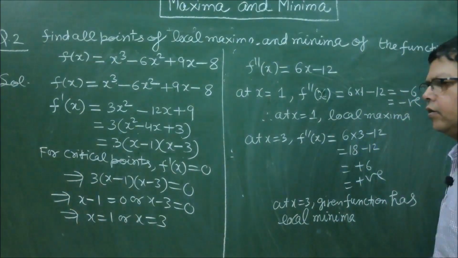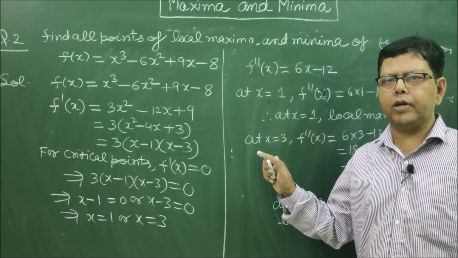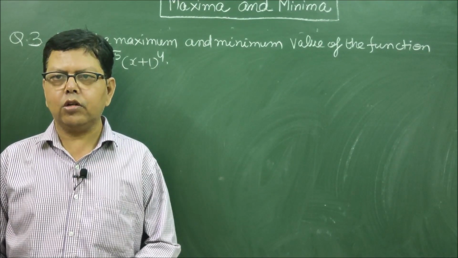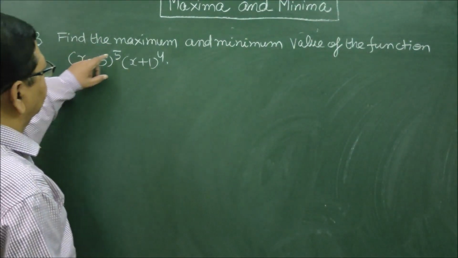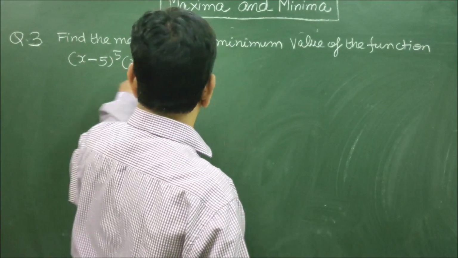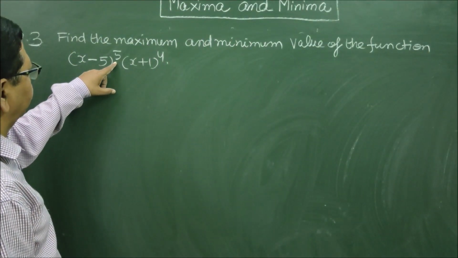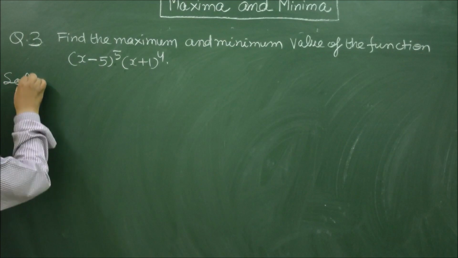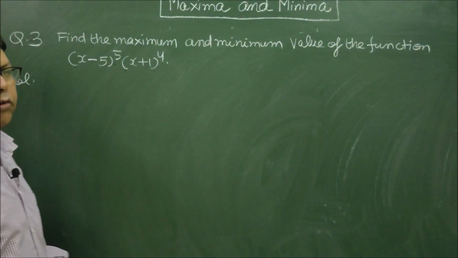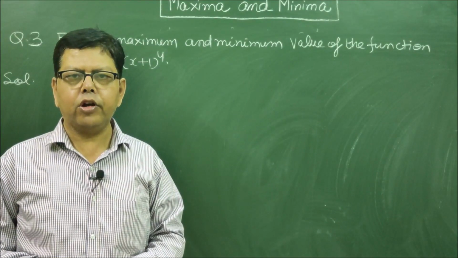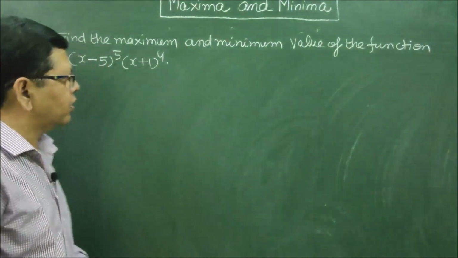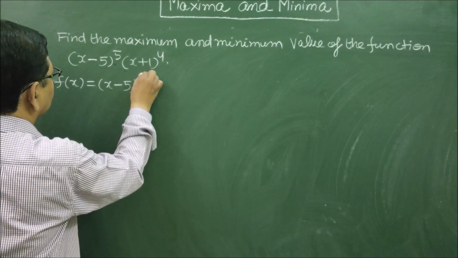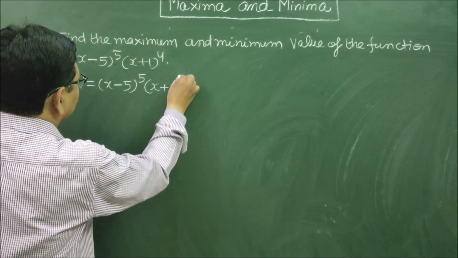So I have solved this question by both methods, the first derivative method and the second derivative method. Next question, question number 3. Find the maximum and minimum value of the function x minus 5 raised to the power 5 into x plus 1 raised to the power 4. For finding the maximum and minimum value, first we need to find the points of local maxima and local minima. So first let us write the function f(x) is equal to x minus 5 raised to the power 5 into x plus 1 raised to the power 4.